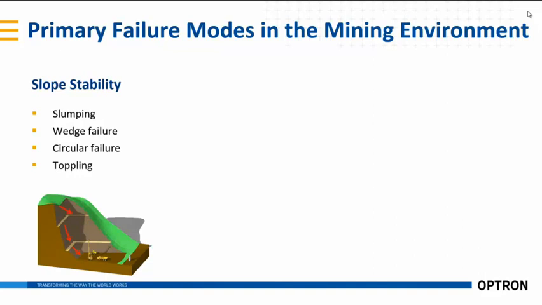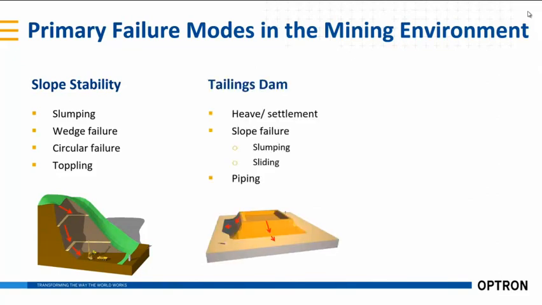Primarily, we're looking for slope stability in that open pit. It's obviously safety critical, but also just to understand if the mine is behaving in accordance to the design. So typical failure modes in a pit can involve slumping, that's where the bottom fails, wedge failure, which is typically on a bench. You can have a circular failure or toppling. So these are the primary failure modes that most mines are looking into with a modern monitoring solution.